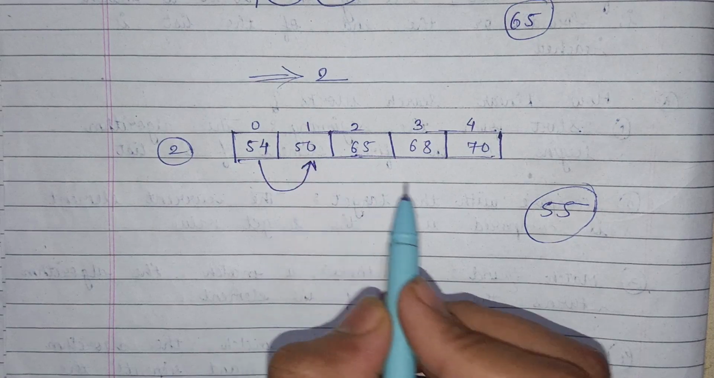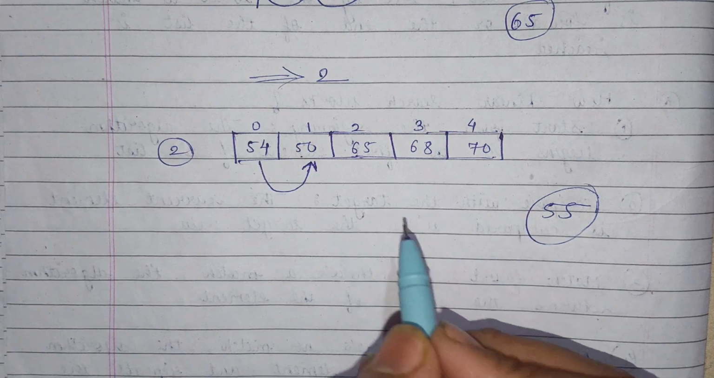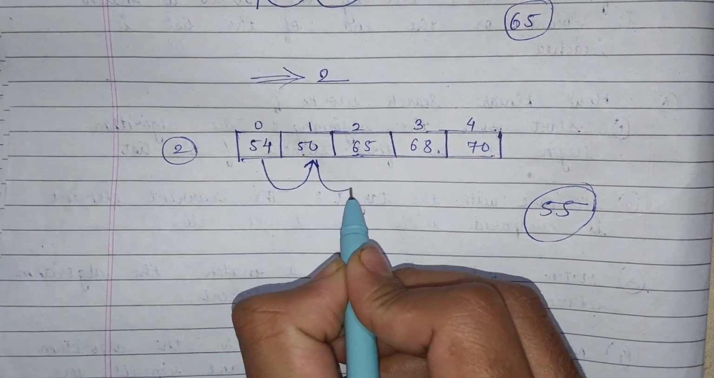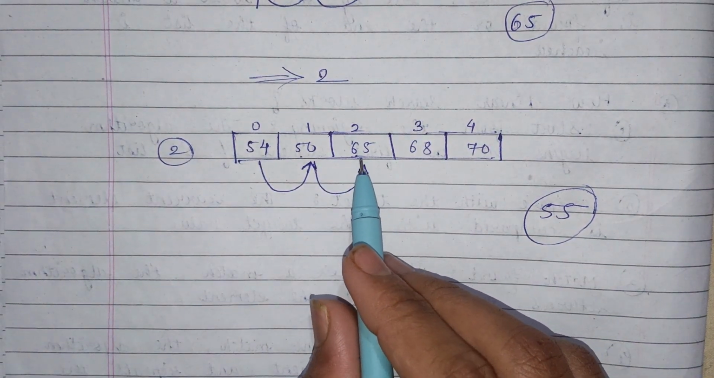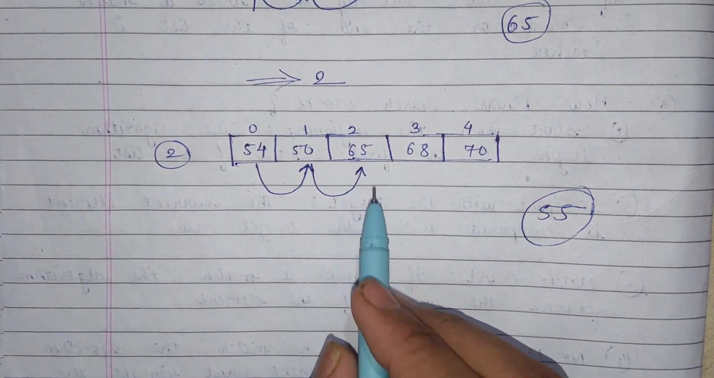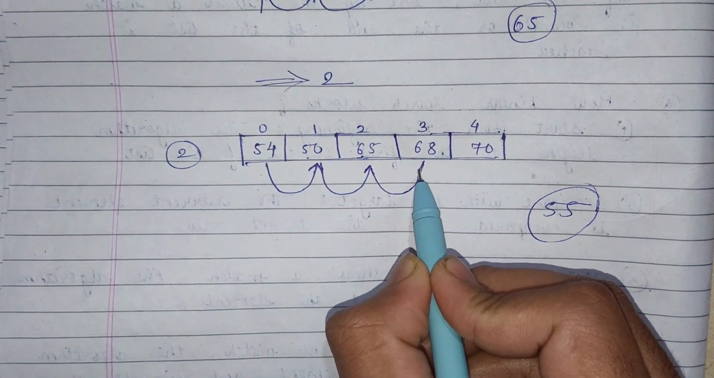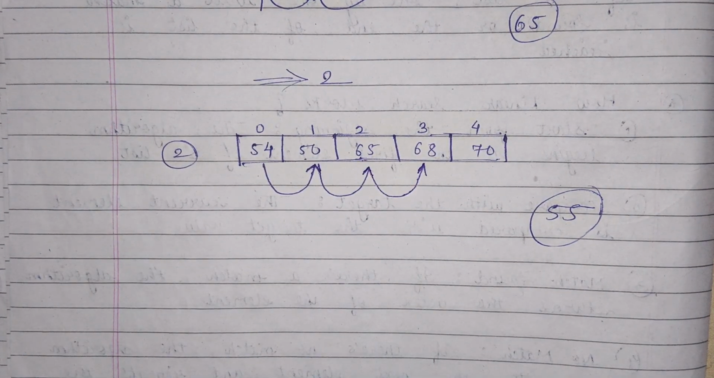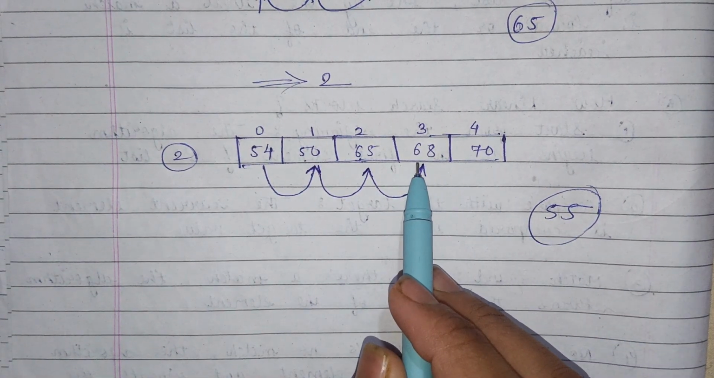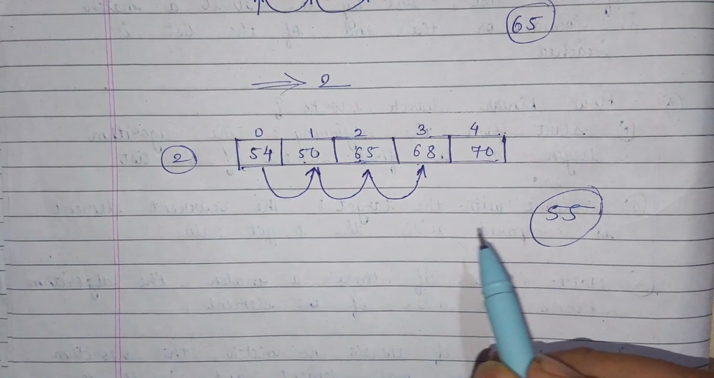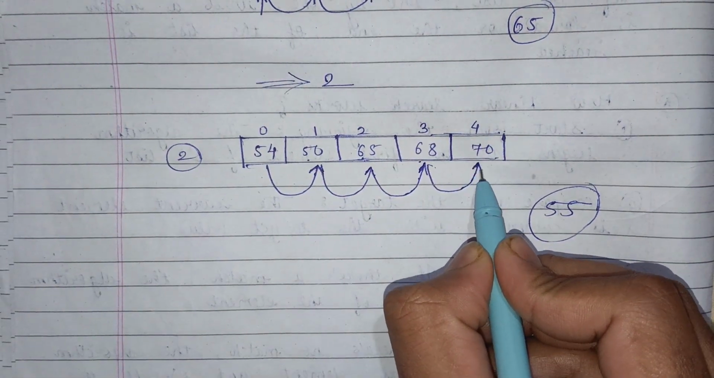Then it will compare with the targeted element. Is this 50 equal to 55? No. Then it will go to the next element. Now it will again compare with this. Is 65 equal to 55? No. Then it will go again to the next block. Then it will again compare with the targeted element. Is 68 equal to 55? No. Then it will again go to the next block.